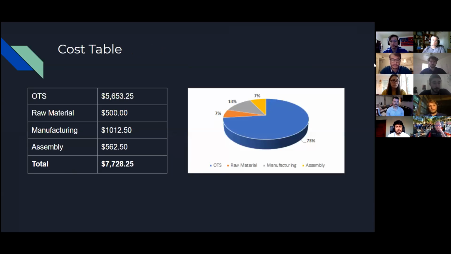And also this part reduction had another impact, which was our cost. So as you can see from this table here, the OTS and raw material costs come out to only a little over $6,000, and then adding in the manufacturing and assembly puts it a little under $8,000. Next slide.